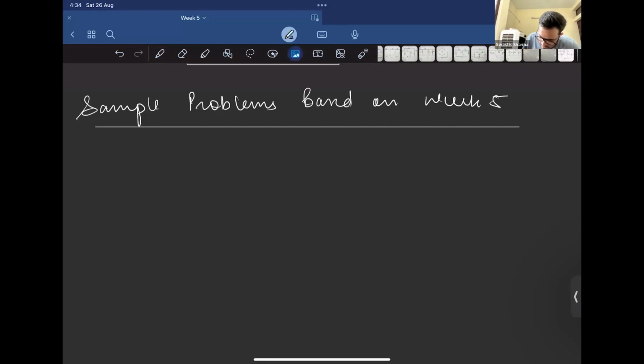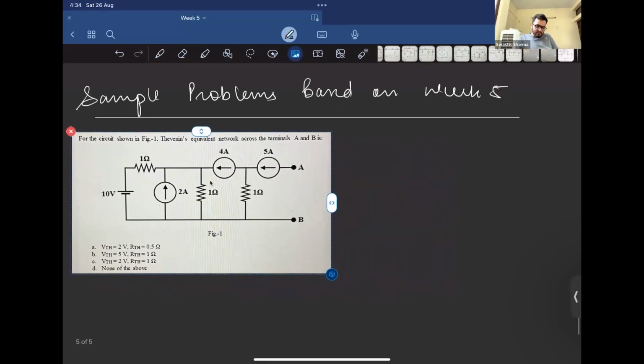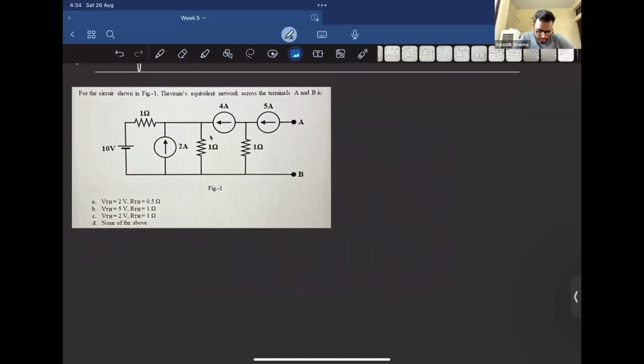Please try to answer so that it's a lively class. So first question. Can you tell me how we can solve this question? We have to find out the Thevenin's equivalent network, but can you comment on the nature of the circuit? You're able to see my screen, right?